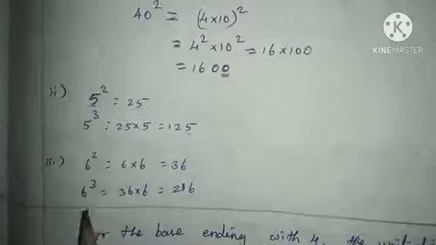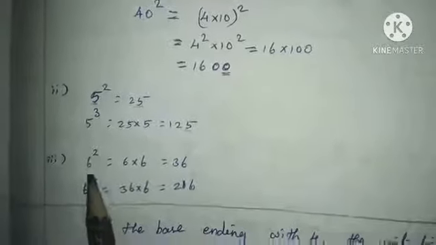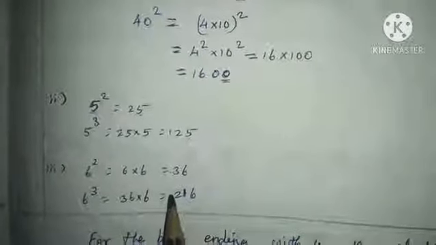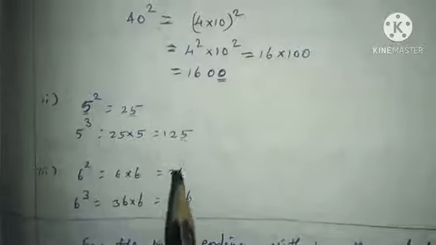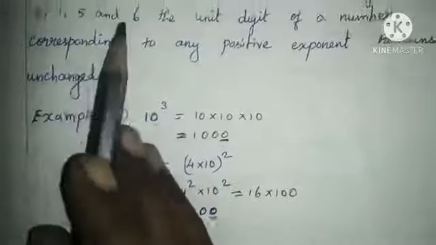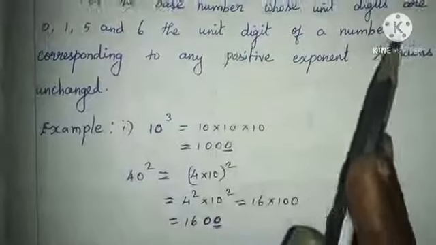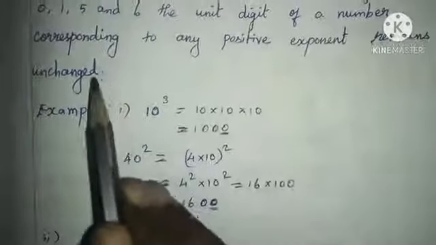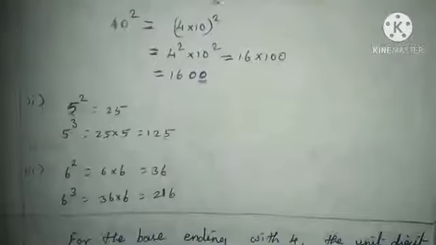Same way for 6 also, when we multiply it by any positive exponent, then we get the units place as 6. That is, for any base number whose digits are 0, 1, 5 or 6, the unit digit of a number corresponding to any positive exponent remains unchanged. Next, see the second case.